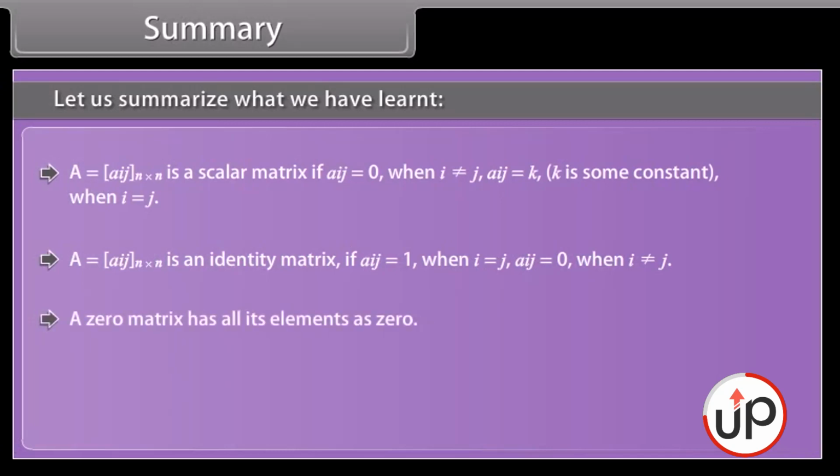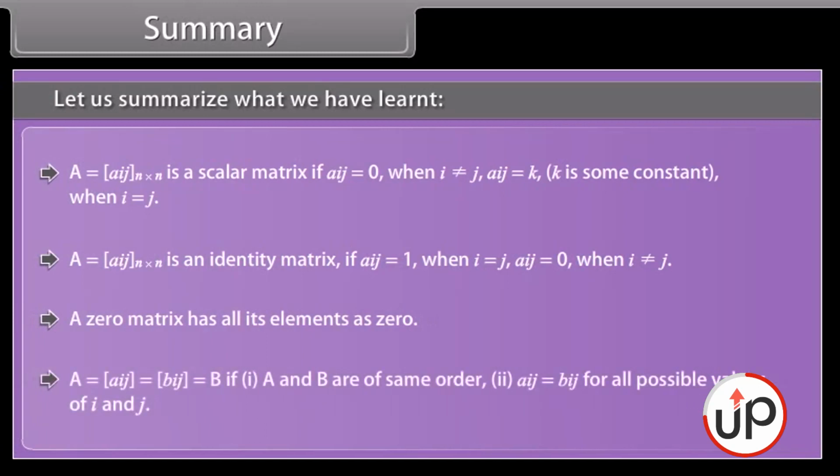A zero matrix has all its elements as 0. A is equal to B if A and B are of the same order and A_ij is equal to B_ij for all possible values of i and j.